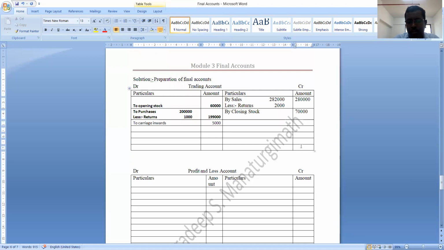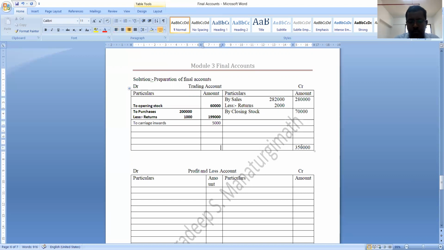So we have recorded all the items, right? In trading account, nothing is remaining. Now we need to balance this account, and you know the procedure. Total of debit side or credit side, whichever is more. Here credit side total is more, that is rupees 3,50,000.